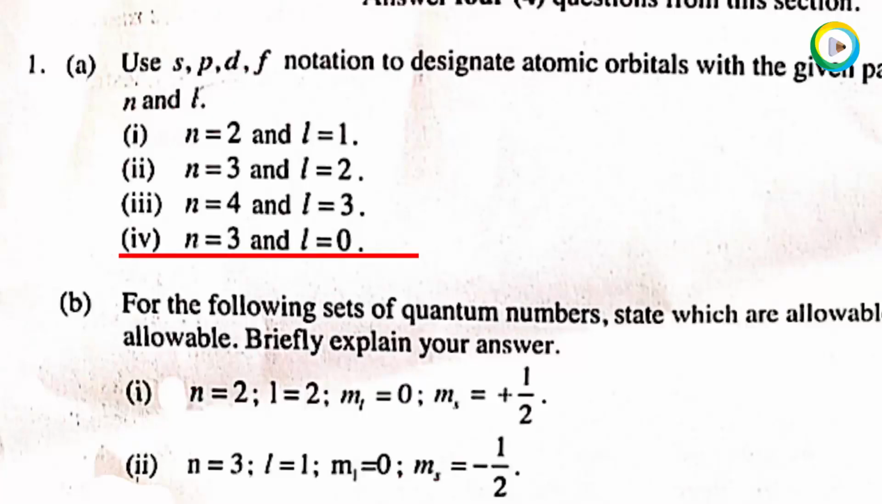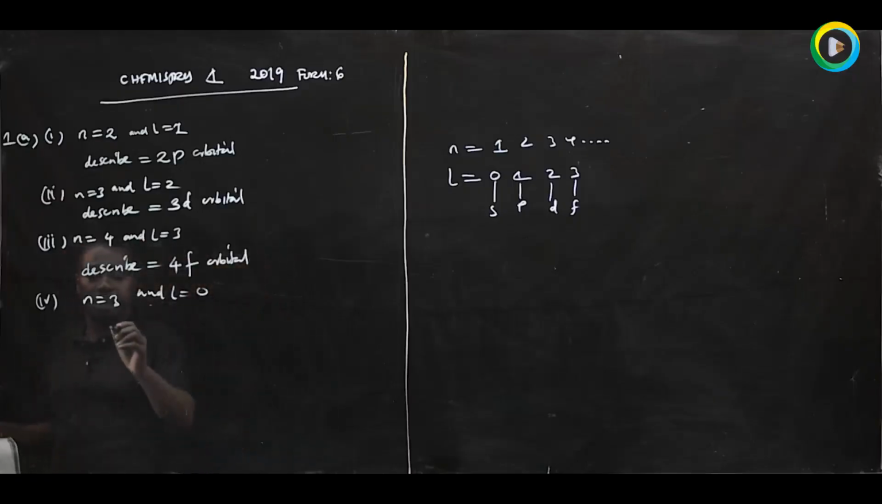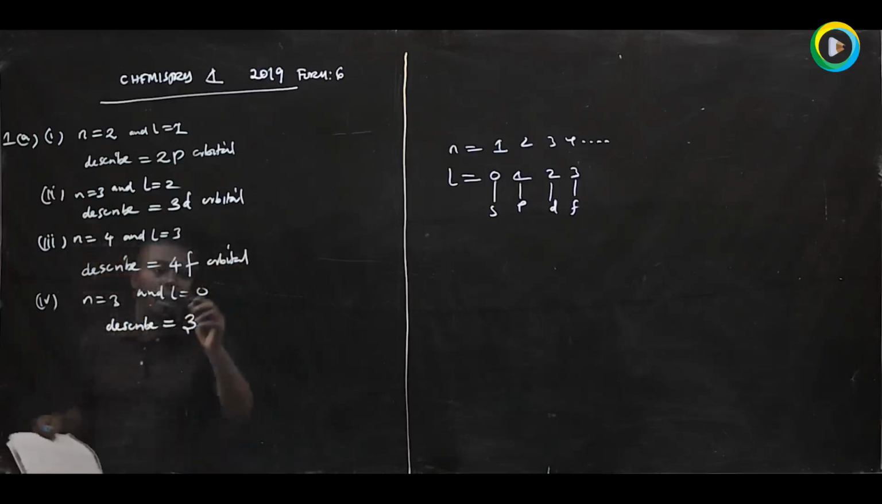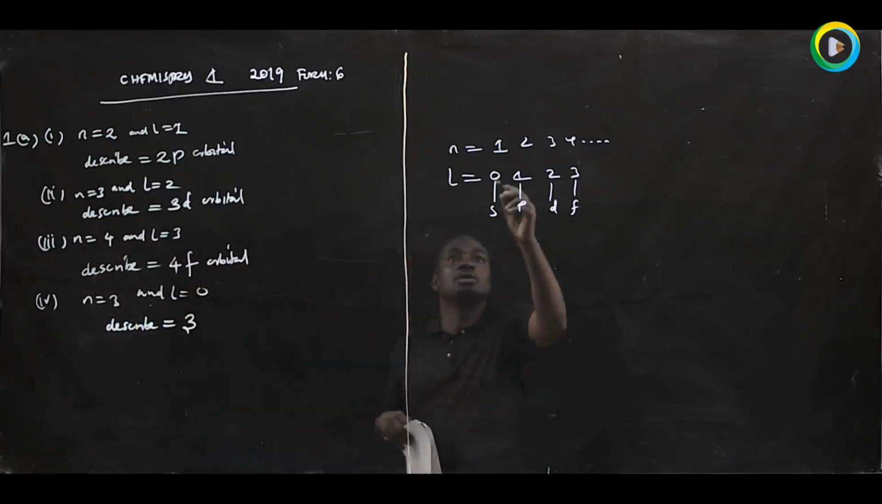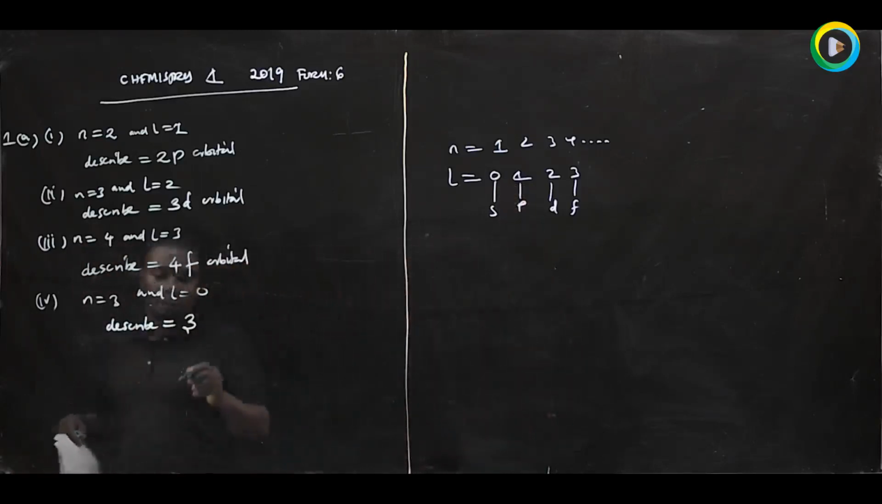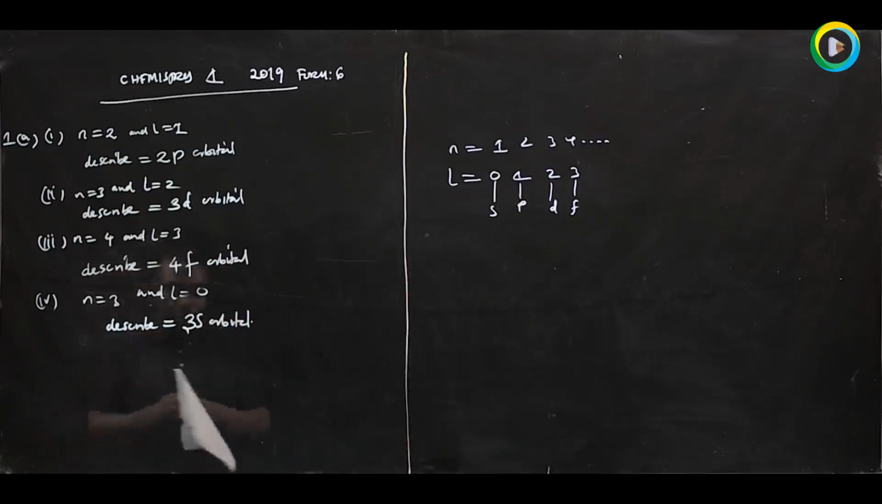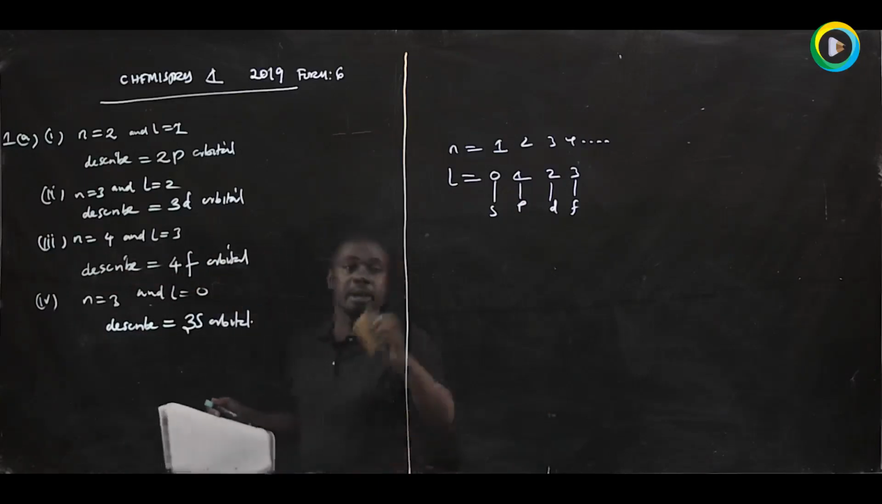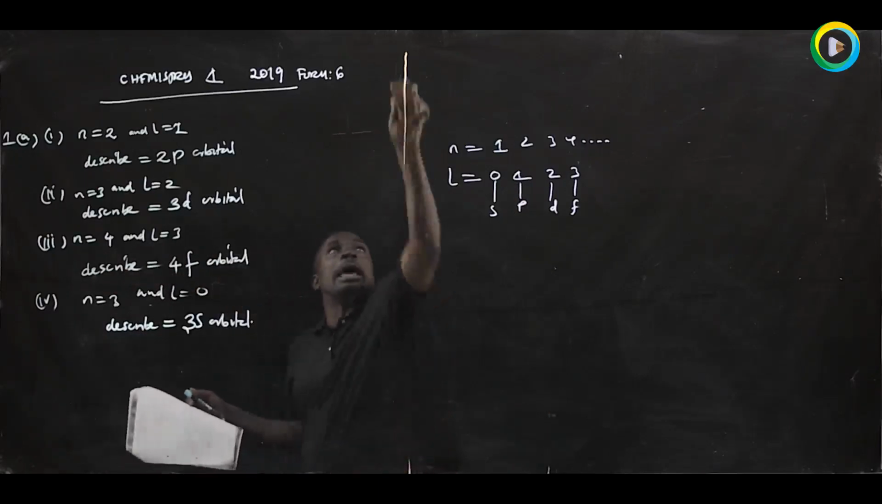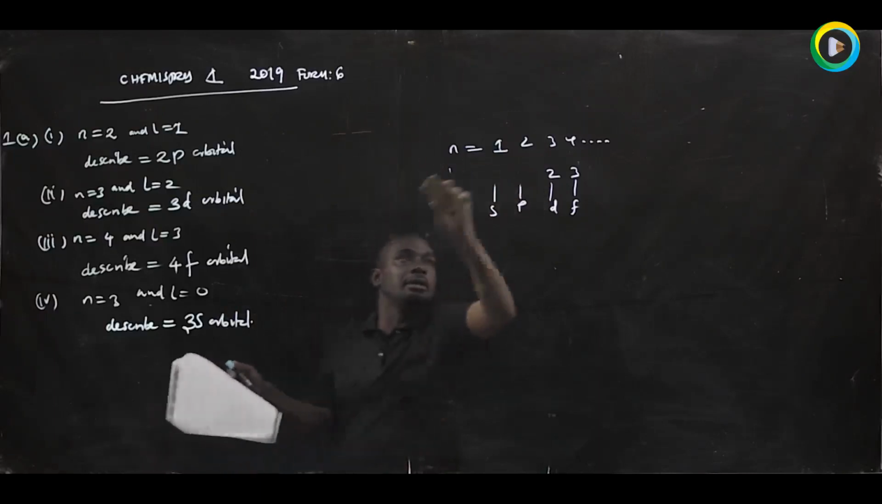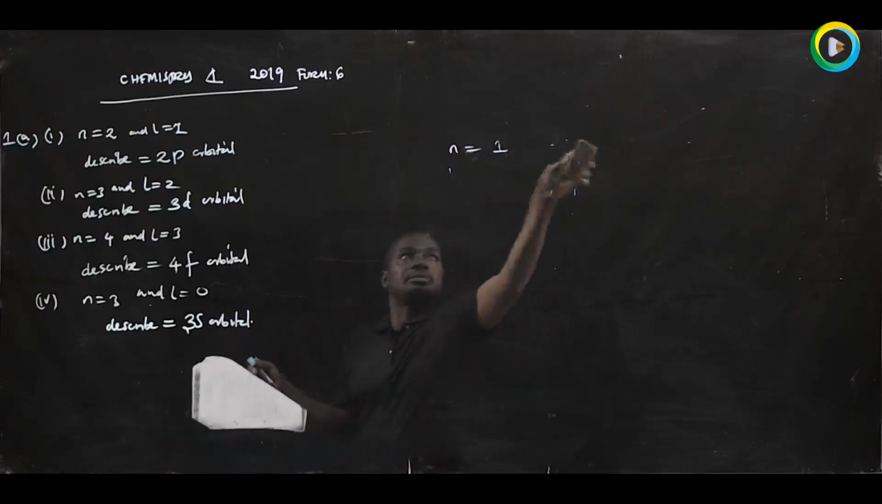Number 4, N is equal to 3 and L is equal to 0. N is equal to 3 represents shell number 3. L is equal to 0 represents S orbital. So it describes the 3S orbital, shell number 3, orbital S.